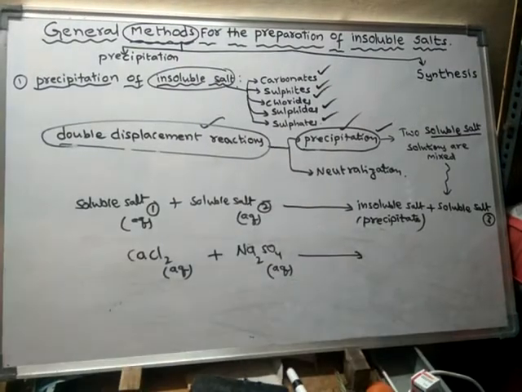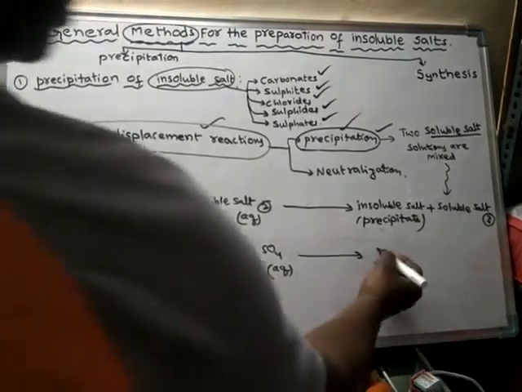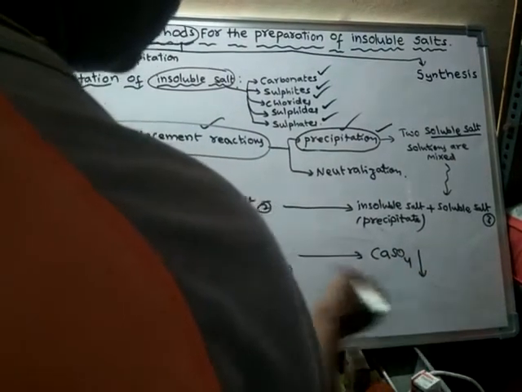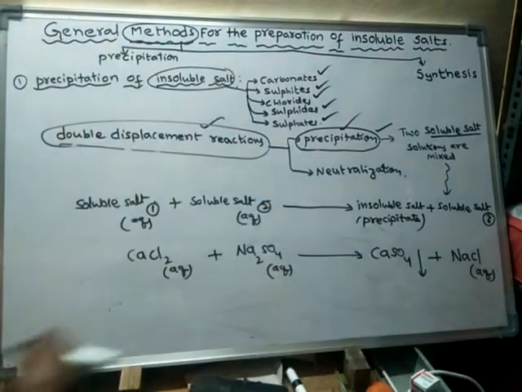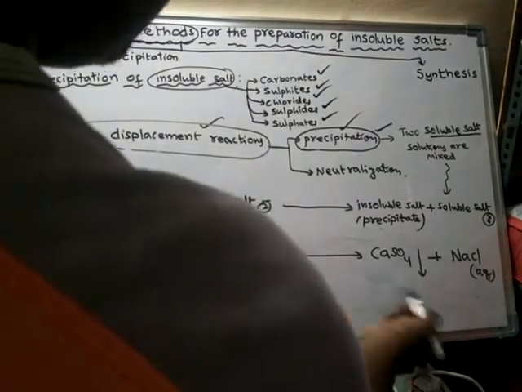They react with each other by exchanging their radicals, undergoing a double displacement reaction, to form calcium sulfate, which is an insoluble salt, and sodium chloride, which is a soluble salt. Okay, right. So in this way, an insoluble salt is prepared.